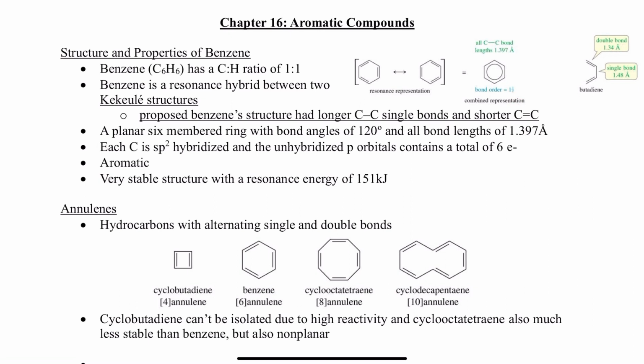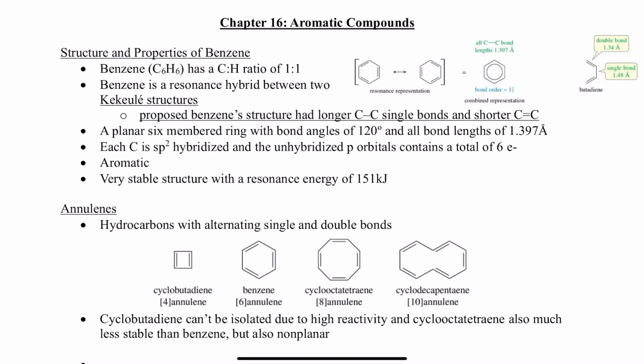Some more properties, structure, and characteristics of benzene. It is a planar molecule. It is a six-membered ring. It has a conjugated system. All of the bond angles are 120 degrees, and the bond lengths are all the same length of 1.397 angstroms. Also, each carbon is sp2 hybridized, and this is very important. All of the unhybridized p orbitals are going to contain our pi electrons, and they're all going to overlap with each other. And they are going to participate in this ring energy.